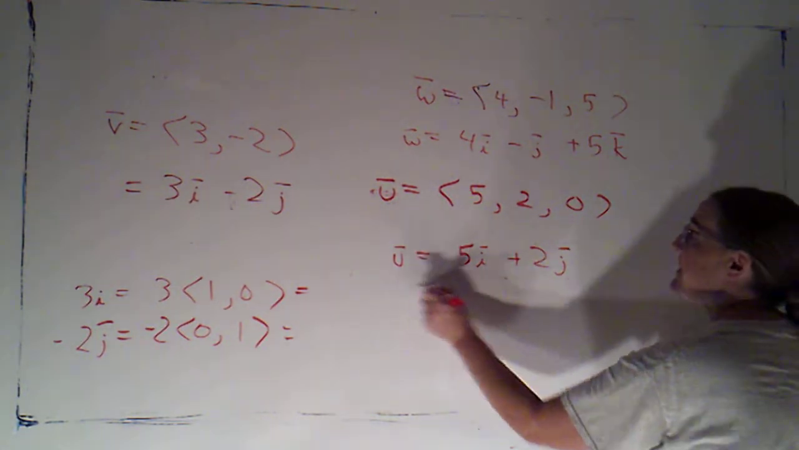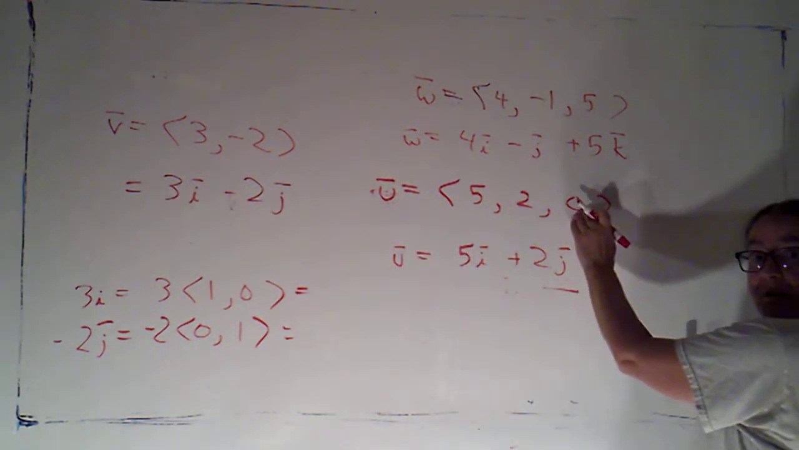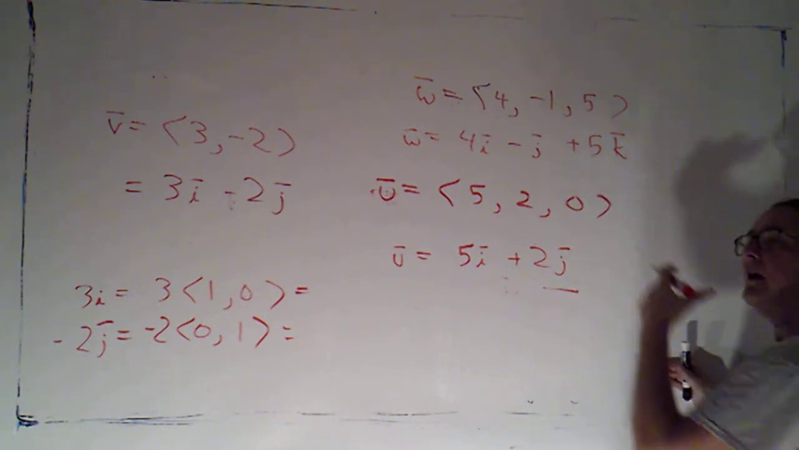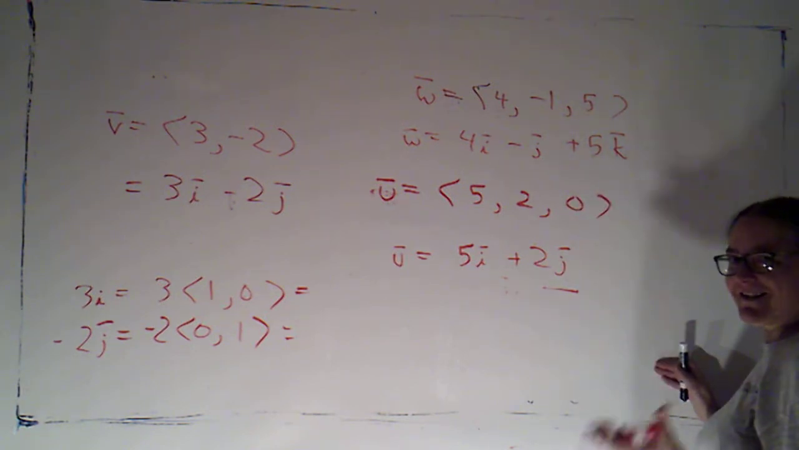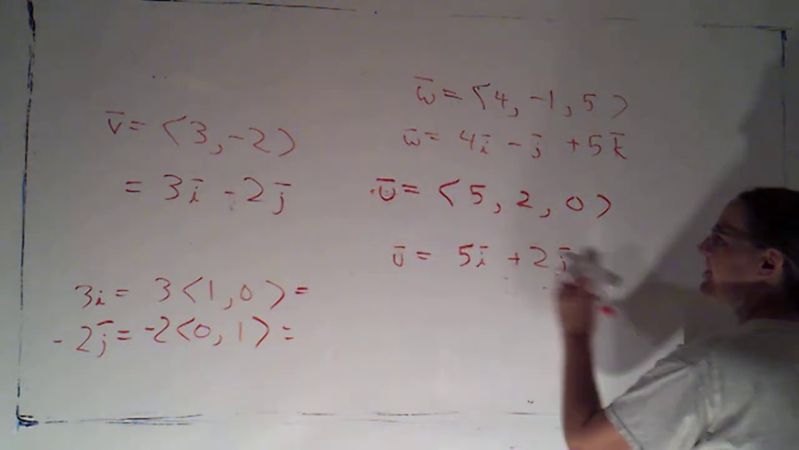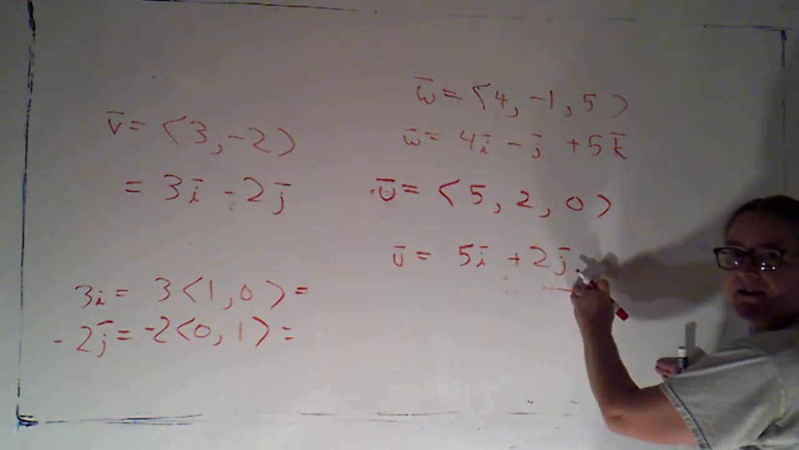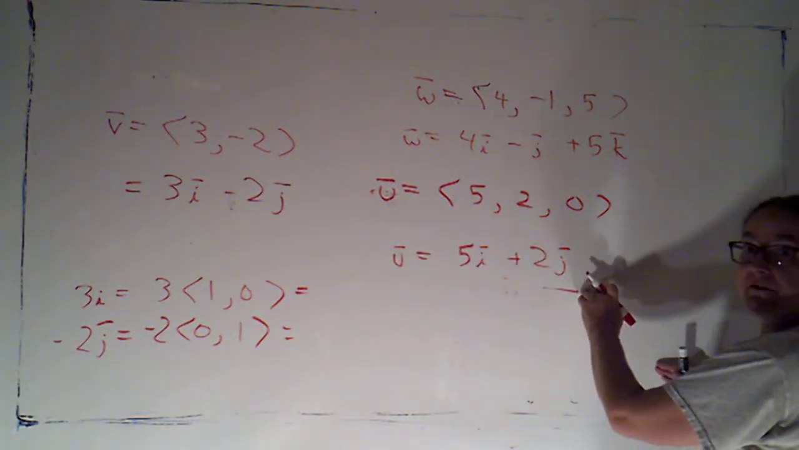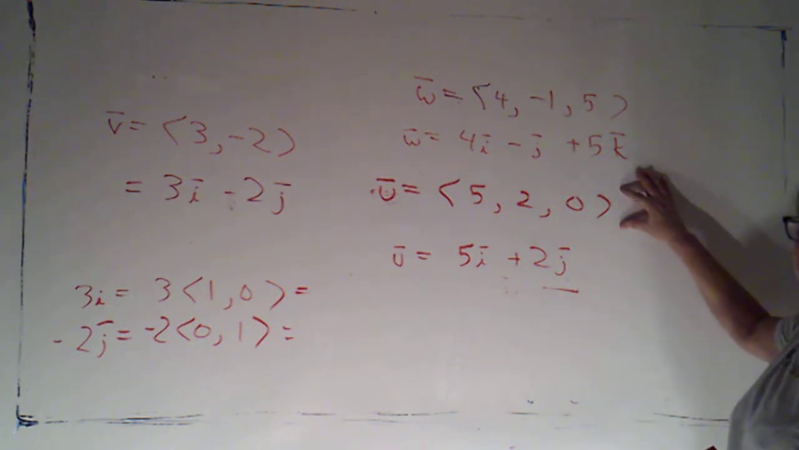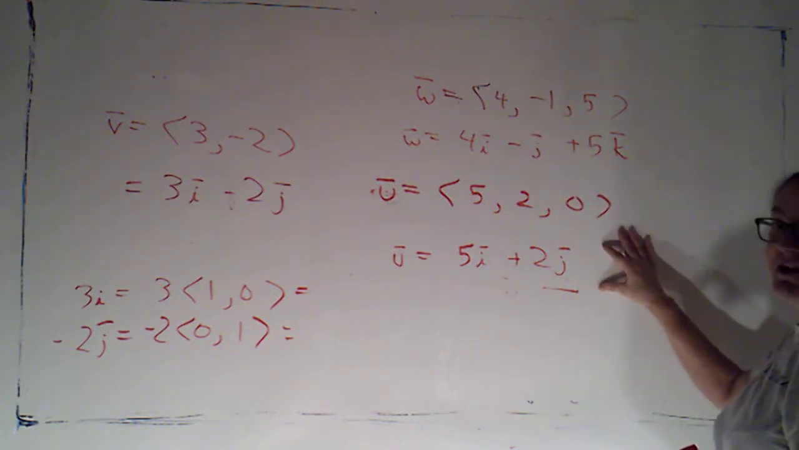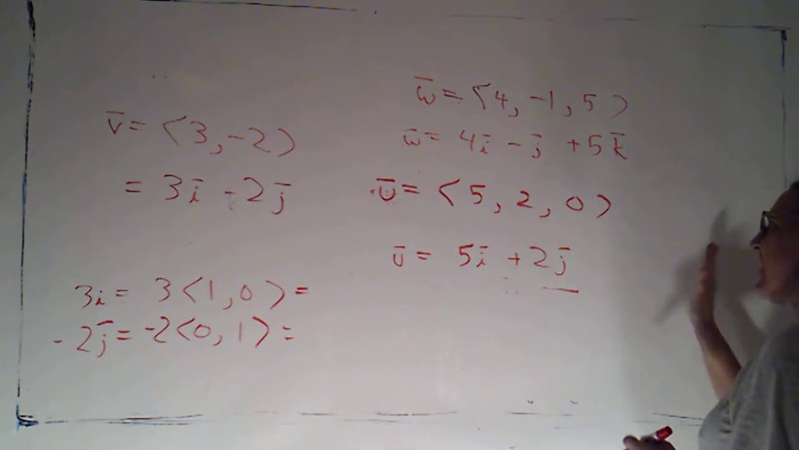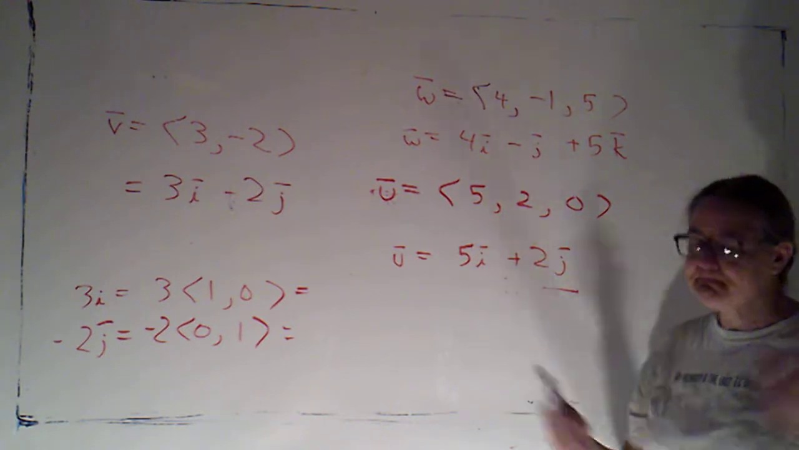Now I do need to be careful. If I have a vector like this where the z component is 0, as long as it's clear from the context that I'm working in 3 space, I would know that this is a vector that's in 3 space. If it's not clear from the context, I might prefer to use the bracket notation rather than the ijk notation if there happen to not be any k's.